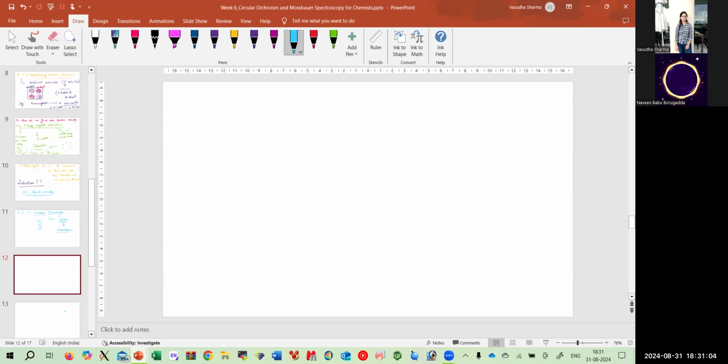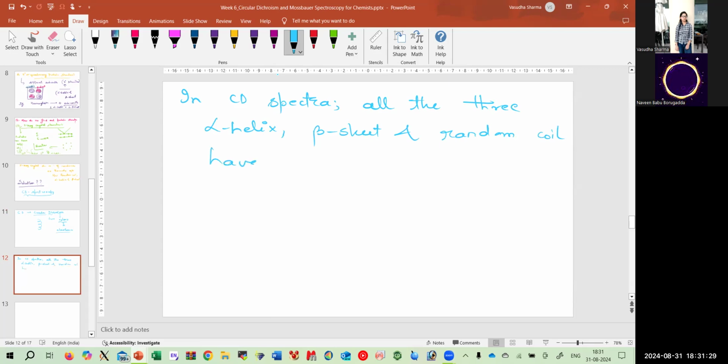In circular dichroism, what we saw is that in CD spectra, all the three, that is alpha helix, beta sheet, and the random coil, have their own signatures, which can be easily identified. So how does it look like? I'll just show you now.